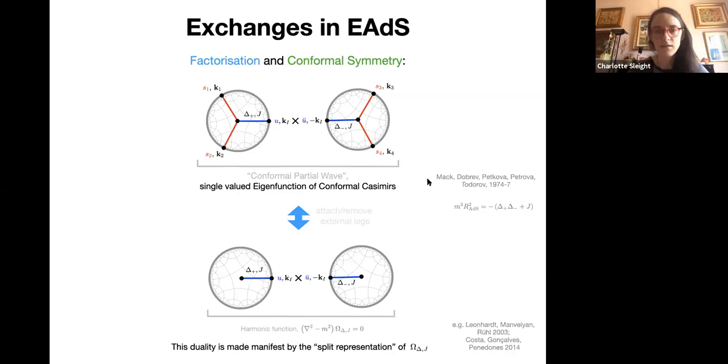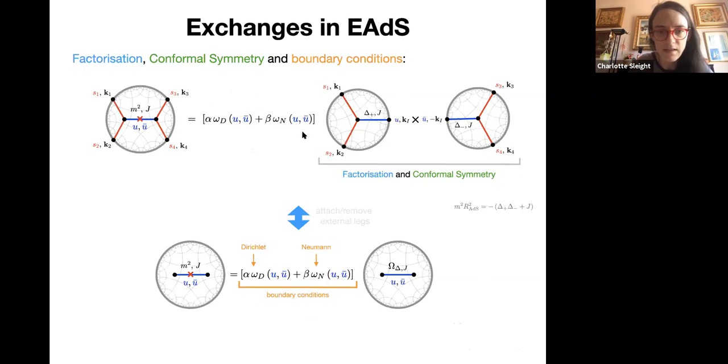these external legs. So this means that to implement a given boundary condition on our exchange field in the exchange, you simply have to multiply this conformal partial wave by the precise linear combination of the projectors omega d and omega n that implement that boundary condition at the level of the on-shell propagator, like we saw earlier on in the talk. So, are there any questions at this point?